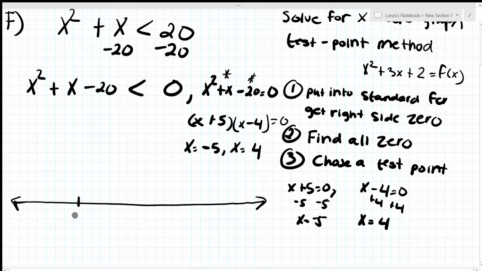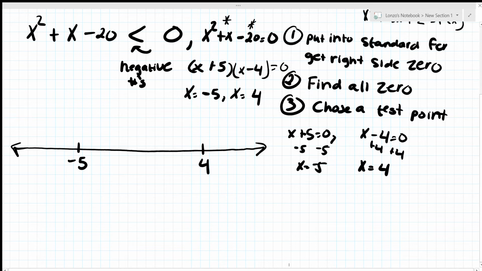My smallest number is negative 5, and my biggest number is positive 4. Now, we look at the inequality. Do you see this less than? That less than means we only care about the negative numbers, right? So when we test points, you're going to get either a positive or negative number.